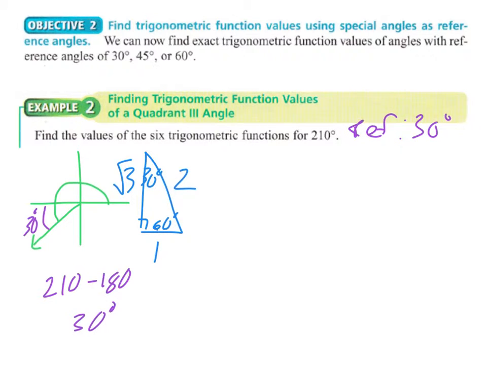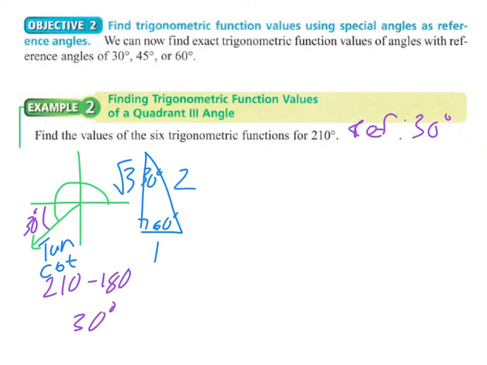From here, finding all 6 trig function values for 210 degrees. One of the other things that we would want to look at is which trig function values would be positive. And so the easiest way is to find the two that would be positive. In the third quadrant, tangent and cotangent would be positive because those are based on the x and y values, and x and y are both negative in that quadrant, so the two negatives would cancel out and tangent and cotangent would be positive.